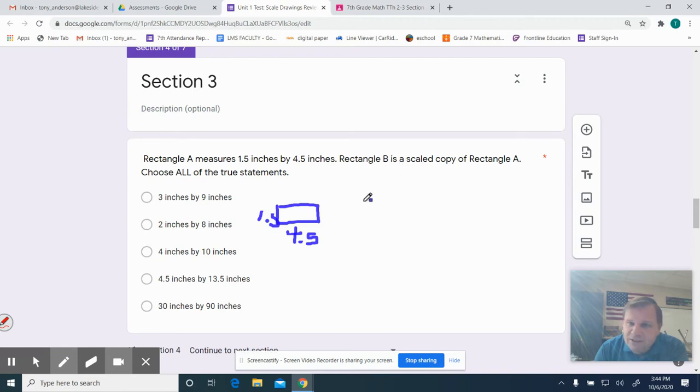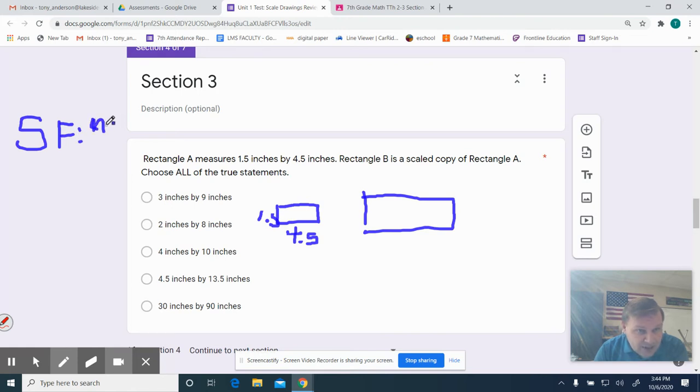Okay, rectangle B is a scale copy, so I'm just going to draw another rectangle here, and we're just going to know that that's a scale copy. Choose all the true statements. All right. So in the last question, we talked about how if I want to know the scale factor, I'm going to divide the new by the old.